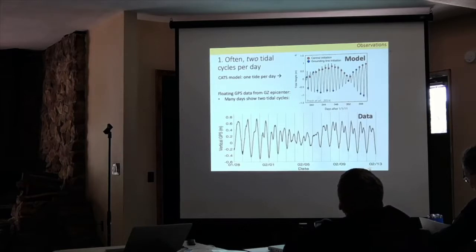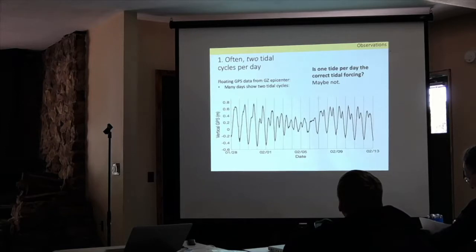So first off, this is the tidal model that a lot of the previous work has been done using. And it has 1 tide per day, and then this is data from that GPS that's on floating ice. And some of the days have about 1 cycle of tide per day. Most of them actually have 2. So that's kind of a new observation that might change how we think about the slip events being triggered. They don't have the full range and amplitude of tide, but there's definitely 2 periods of falling and rising tide in those days. So is 1 tide per day the correct forcing? Maybe not. I definitely see 2.